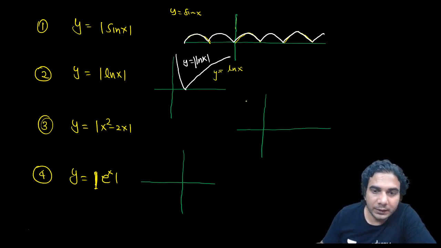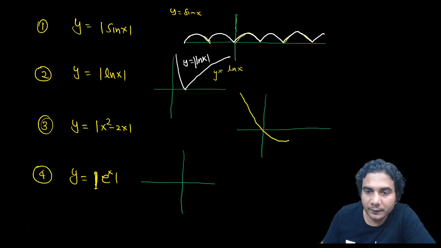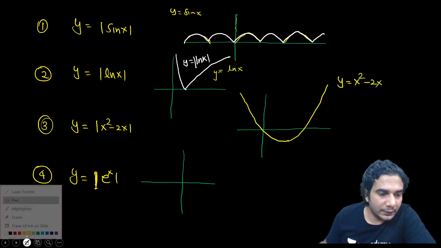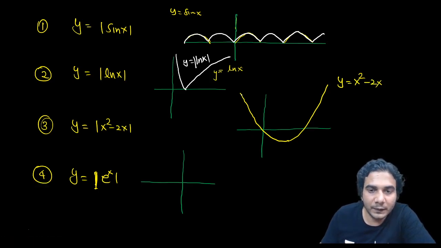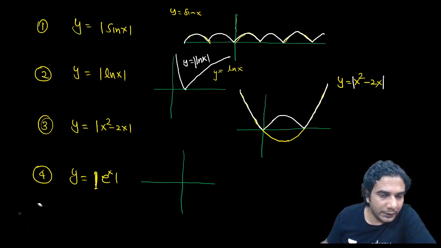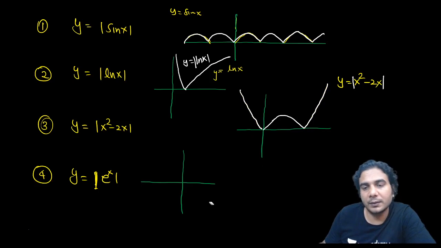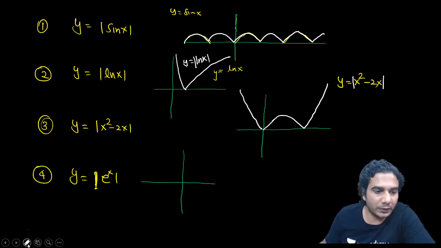Now the third one. So this is the graph of y is equal to x square minus 2x. Now this portion will remain the same and this portion will come up, and this portion will remain the same when you put mod on this. So you need to remove this portion only. Okay, so here is the look.